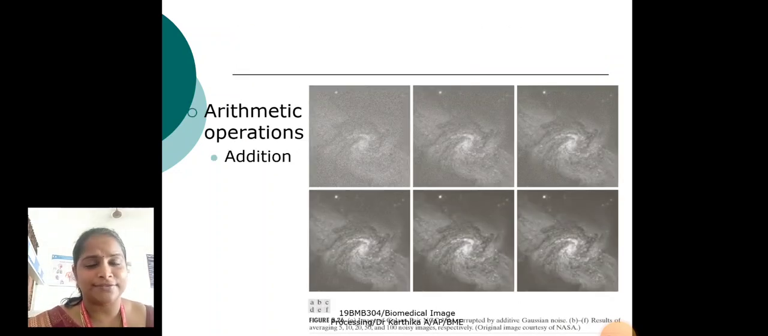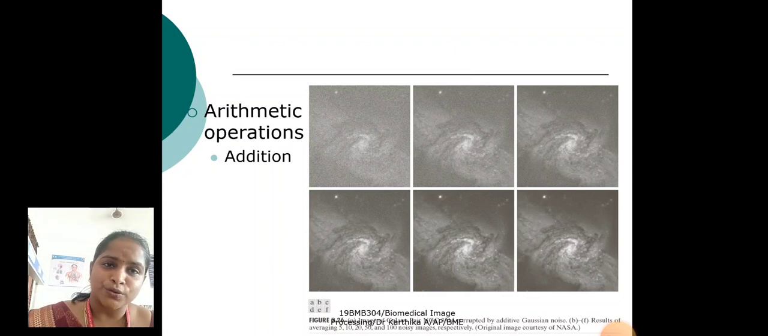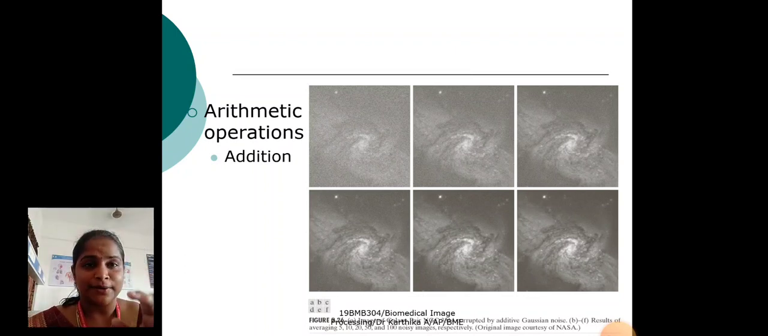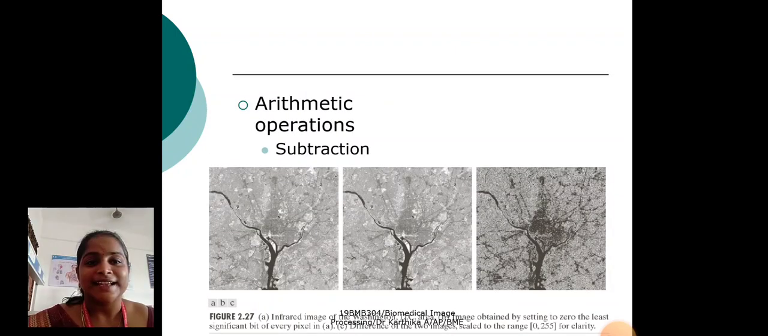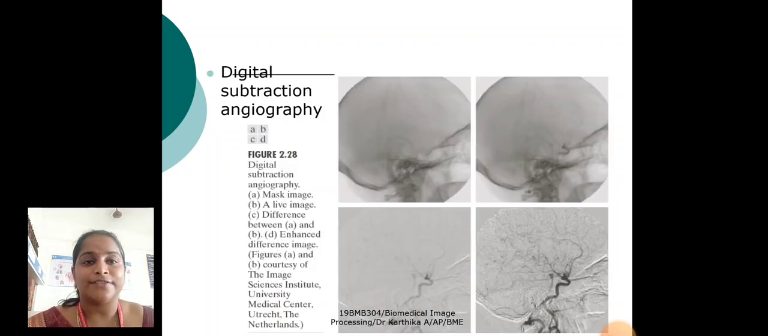And also we have arithmetic operations. This example figure indicates the addition of images. And we have examples for arithmetic operations, subtraction here. Here the image is an infrared image. And we have digital subtraction for angiography images.